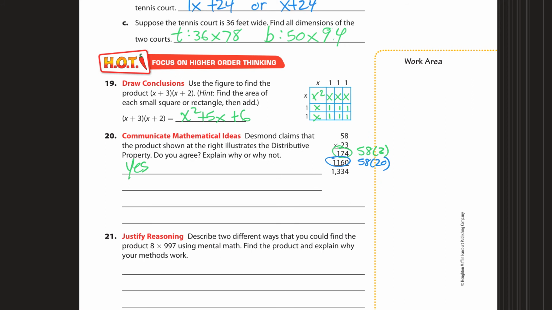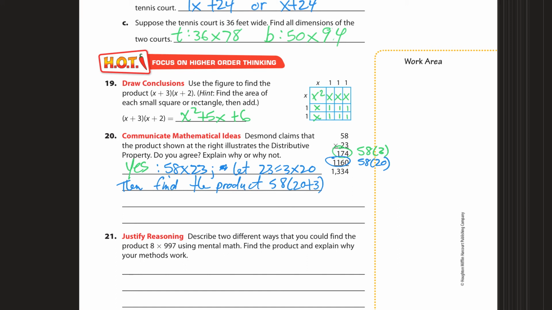I guess I could say 58 times 23 is equal to what? Well, let 23 equal 3 plus 20. Then find the product. 58 is 20 plus 3.